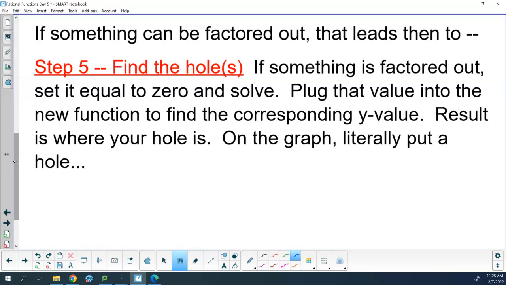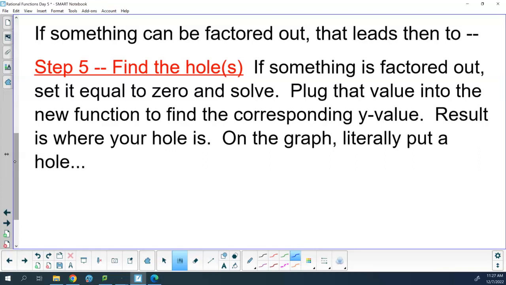So if something happens in step zero, then you have to do step number five. Step number five says, find the hole. If you factor something out in step zero, there's going to be a hole in the graph. And how we find that hole is we take whatever we crossed out top and bottom, we set that equal to zero, and we solve it. Then we plug that value back into our new function, because remember, we're using our new function now for everything, and that's going to give us a y value. Put those two together, and those are the coordinates of the hole.